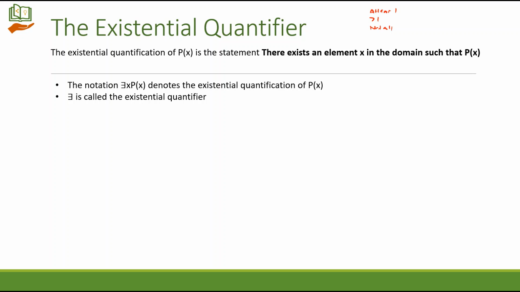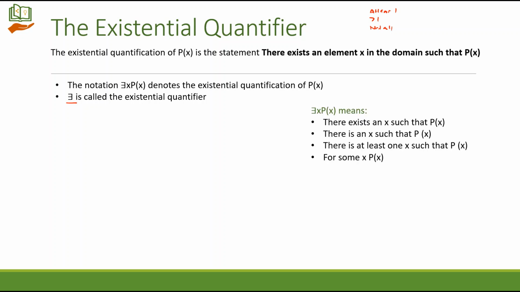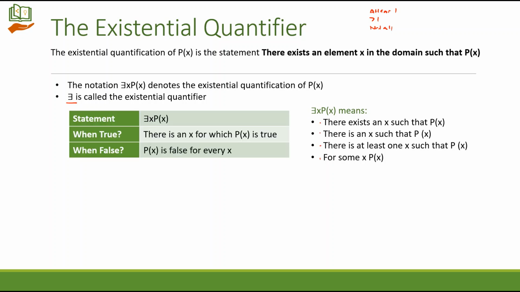The notation "there exists x, P of x" denotes the existential quantification of P of x, and this particular symbol is called the existential quantifier. What are the other phrases? There exists an x such that P of x. There is an x such that P of x. There is at least one x such that P of x. For some x, P of x.